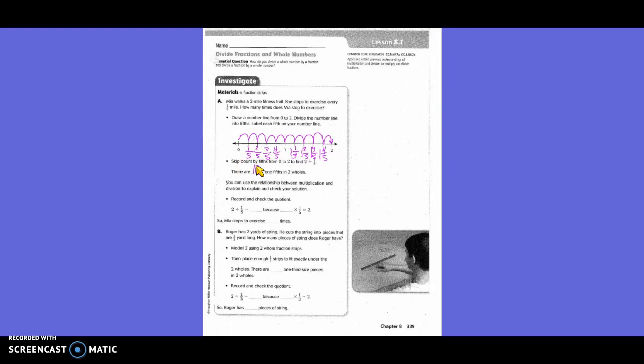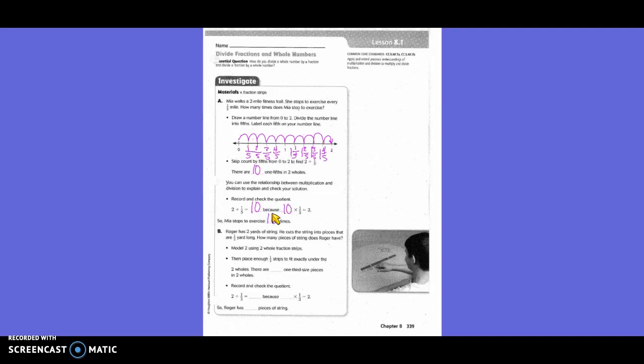You can use the relationship between multiplication and division to explain and check your solution. So record and check the quotient. 2 divided by 1/5 equals 10 because 10 times 1/5 equals 2. So Mia stops to exercise 10 times.